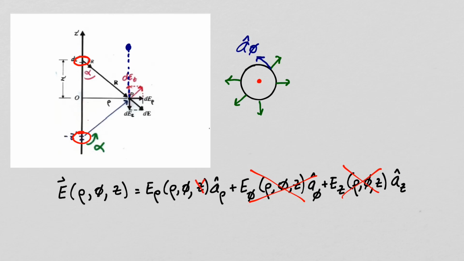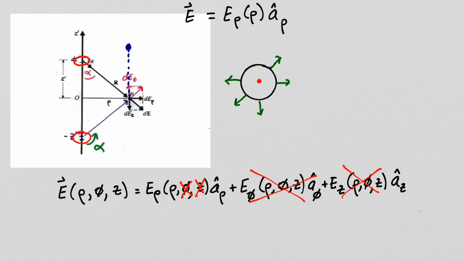Going back to this view, looking down the positive z-axis, at a fixed distance from the line of charge, the magnitude of the electric field intensity is always the same, and it's always going to be in the rho direction. So the electric field intensity also does not depend on phi. From the cylindrical symmetry, we see that our electric field intensity will only have a component in the rho direction and only depend on rho, the distance you are from the line of charge along the z-axis.